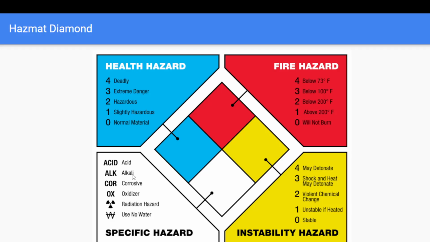You've probably seen this around businesses, oil fields, on the back of trucks. This is a hazmat diamond, and this tells you the degree of hazard, and it has different types of hazards like health hazard, fire, instability, specific hazards. The higher the number, the more hazardous. The lower the number, the less hazardous.